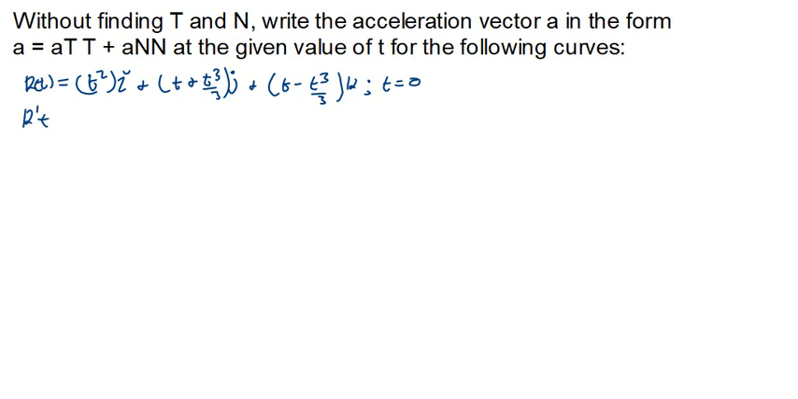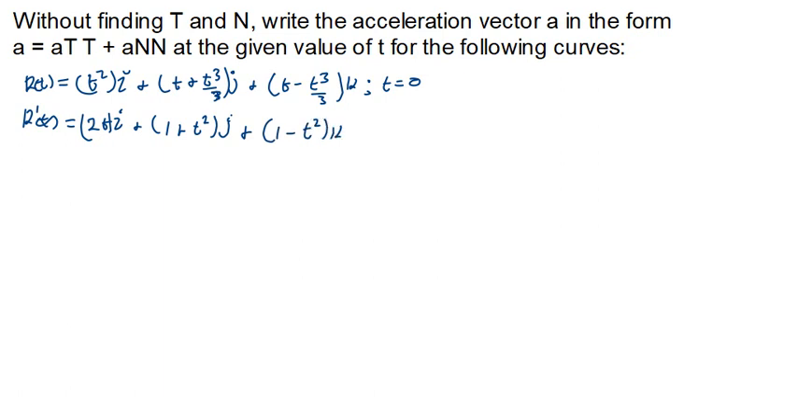r prime of t is simply equal to 2t in the i plus 1 plus t squared in the j, because we are going to drop the power, and the 3 of course is a power. You're going to cancel out with the 3 we have on the denominator here, then reduce by 1, that will be a 2, then plus 1 minus t squared in the k.